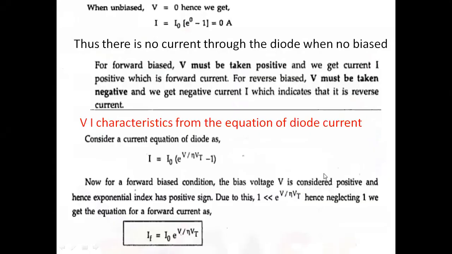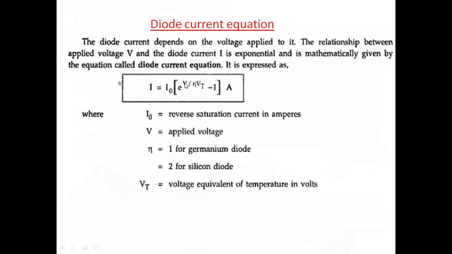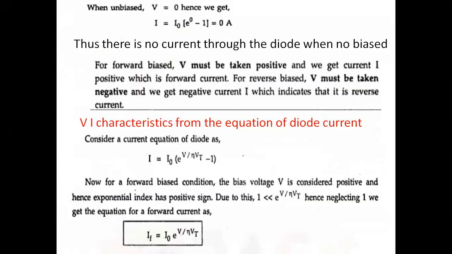So for the unbiased condition, the applied voltage is equal to 0. In the diode current equation, I naught into e power of V by eta Vt minus 1, in the place of the applied voltage V, unbiased means the voltage is 0. So this becomes e power of 0, that is 1. 1 minus 1 becomes 0. So the current is 0, and there is no current through the diode with no bias.